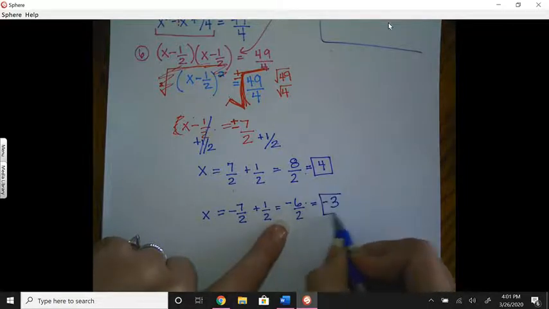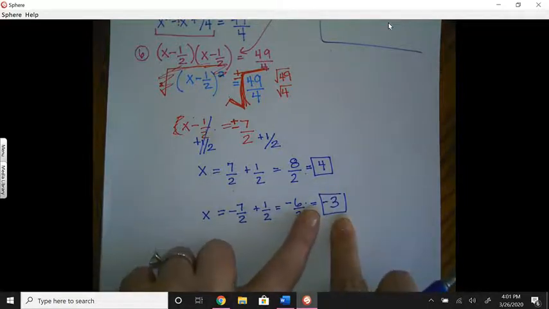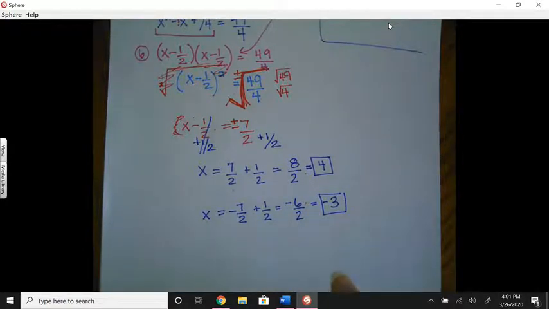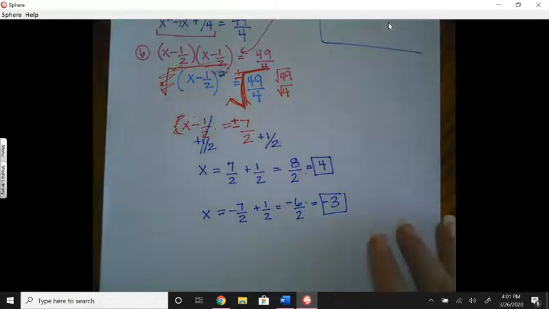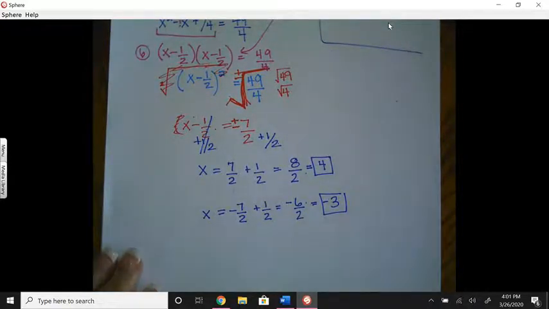Now, when you get an answer that does not have a radical in the final answer, it means we could have factored this problem instead. So again, the whole point in completing the square is to do a problem that can't be factored.